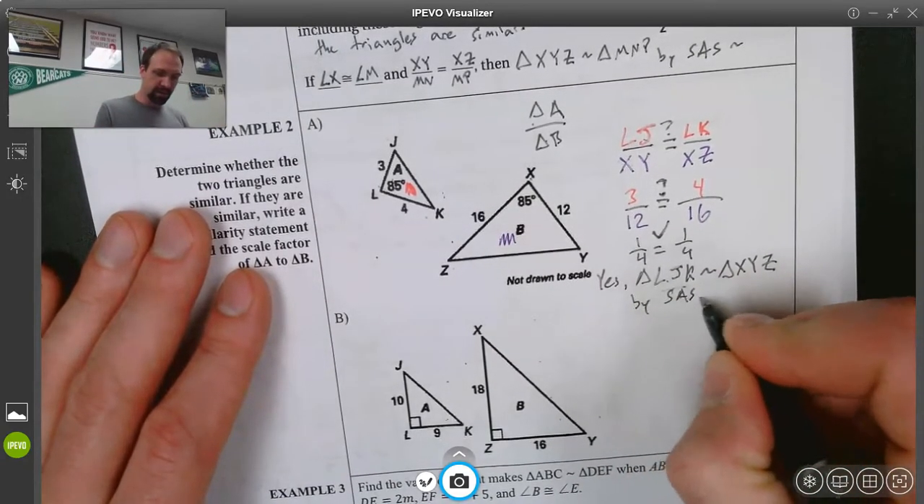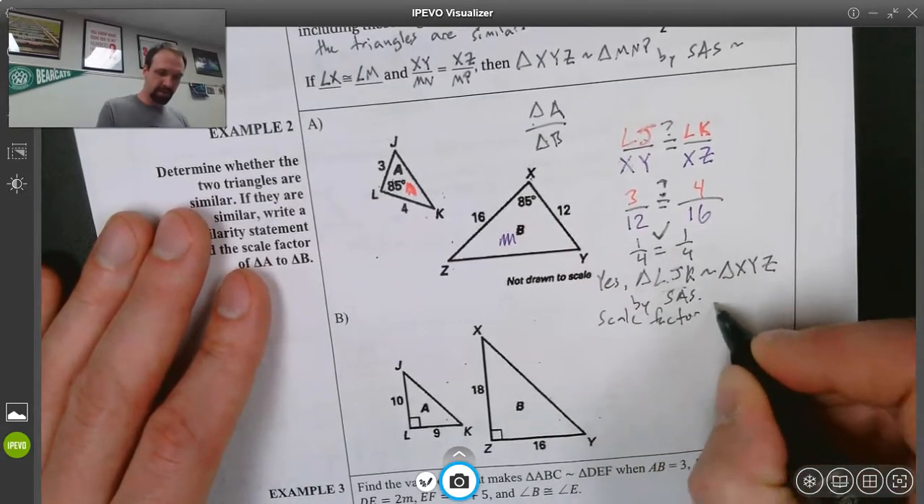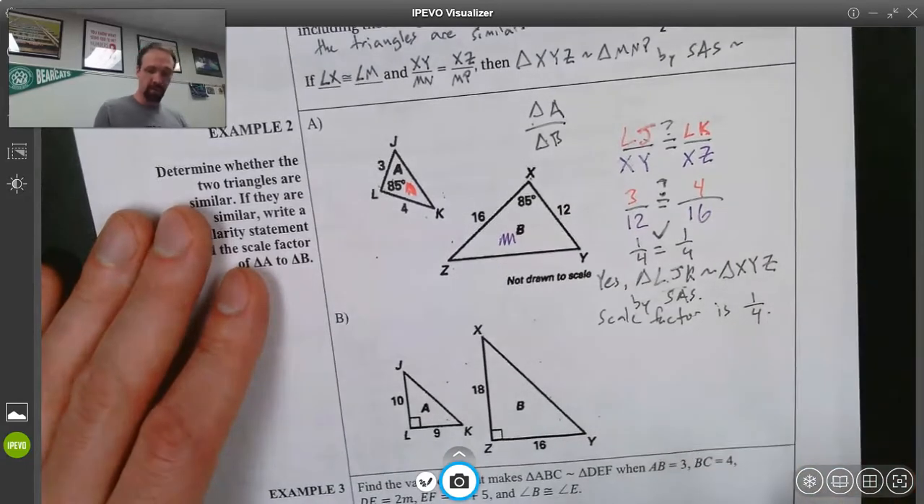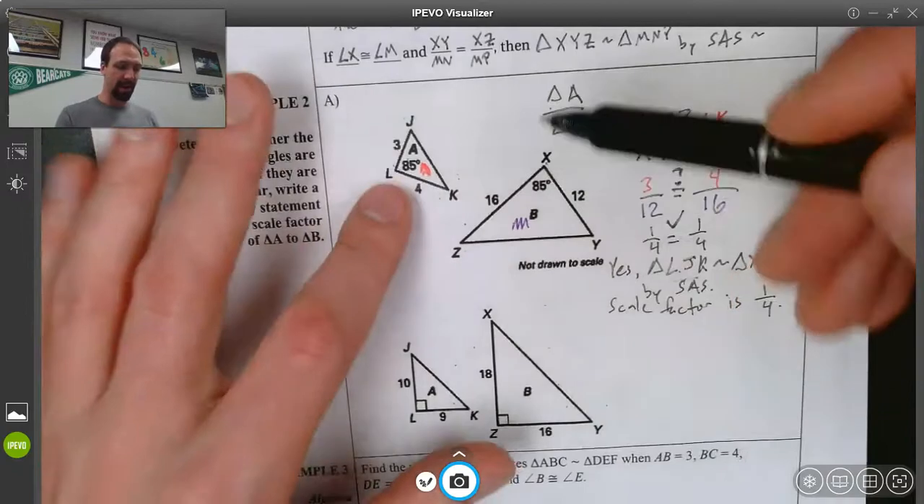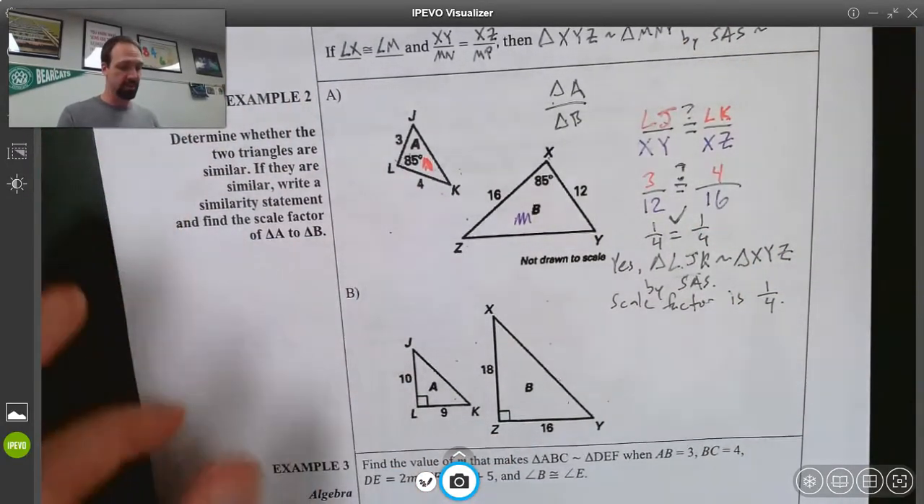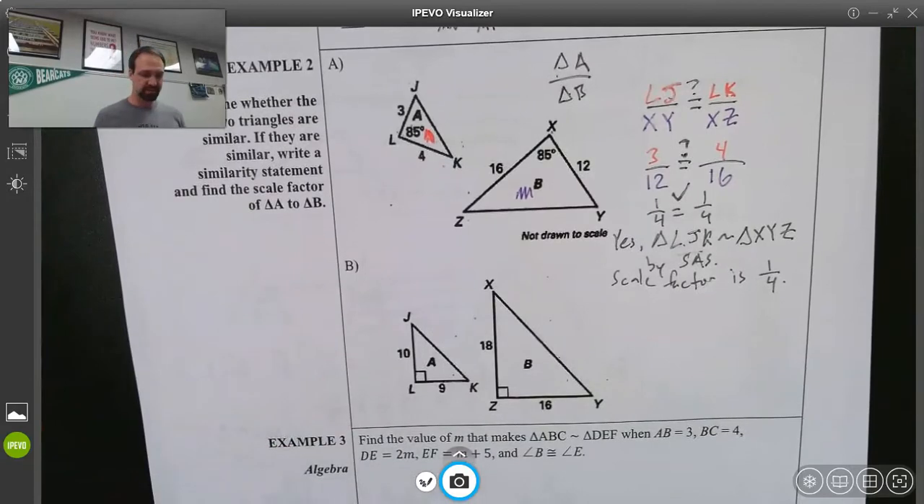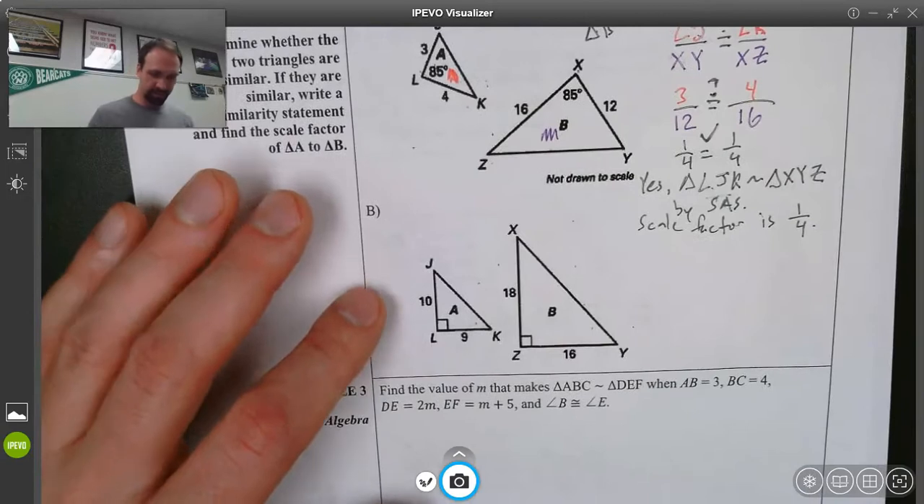By side angle side, the scale factor is 1 to 4. And the scale factor, remember, because we set this up correctly in the beginning, triangle A was our numerator, triangle B was our denominator. So that works. Now we're going to do the same thing with part B, see if that works.